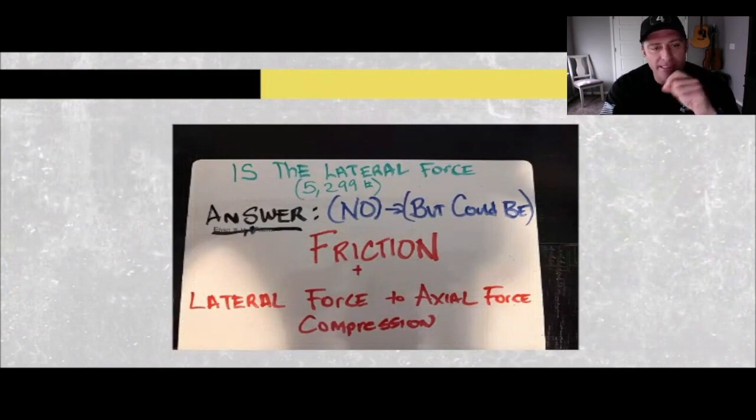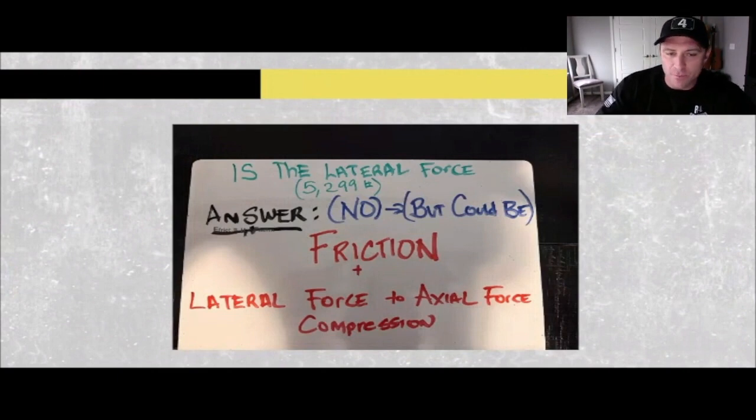In a certain point, it is. If I could get rid of friction on the planet, then yes, it would be. So friction is one of the reasons why it's not true. We will have friction everywhere. The other thing we're going to talk about is lateral force to axial force compression. So overhead axial force on lateral force basically quiets lateral force from actually happening. And we're going to see that in our steeper angles. And we're going to talk about why insertion angles are so important, and lateral force to axial force compression is primarily one of the biggest reasons why it is.